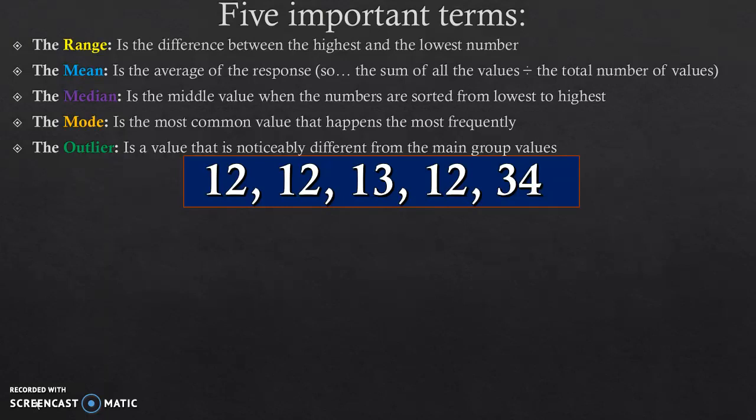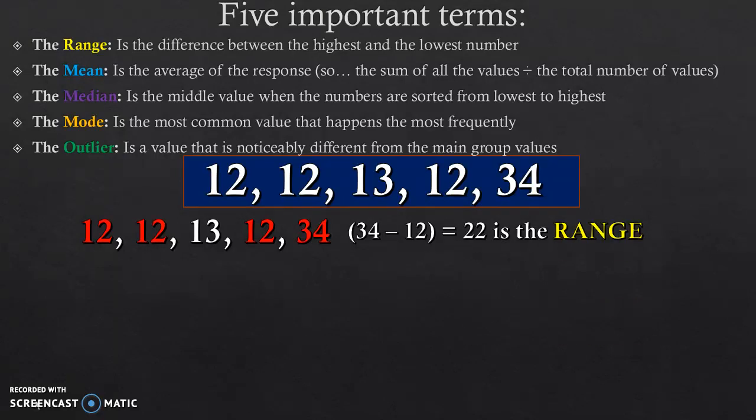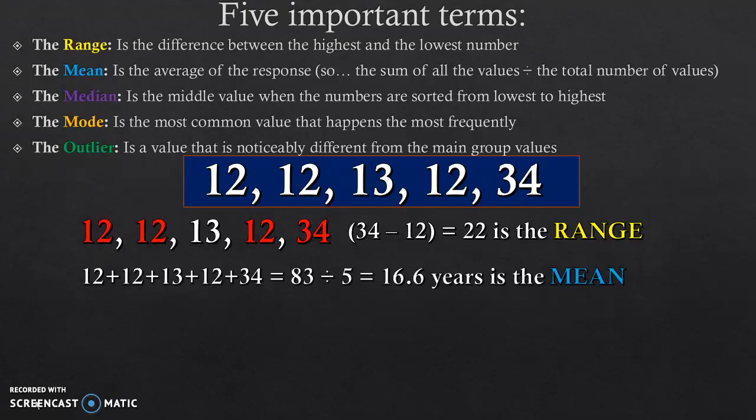So the range means the difference between the highest and the lowest number. As we can see, 12 is the lowest number and 34 is the highest number. So what's the difference between 12 and 34? Essentially, all you have to do is go 34, take away 12. So our answer is 22. The range is 22.